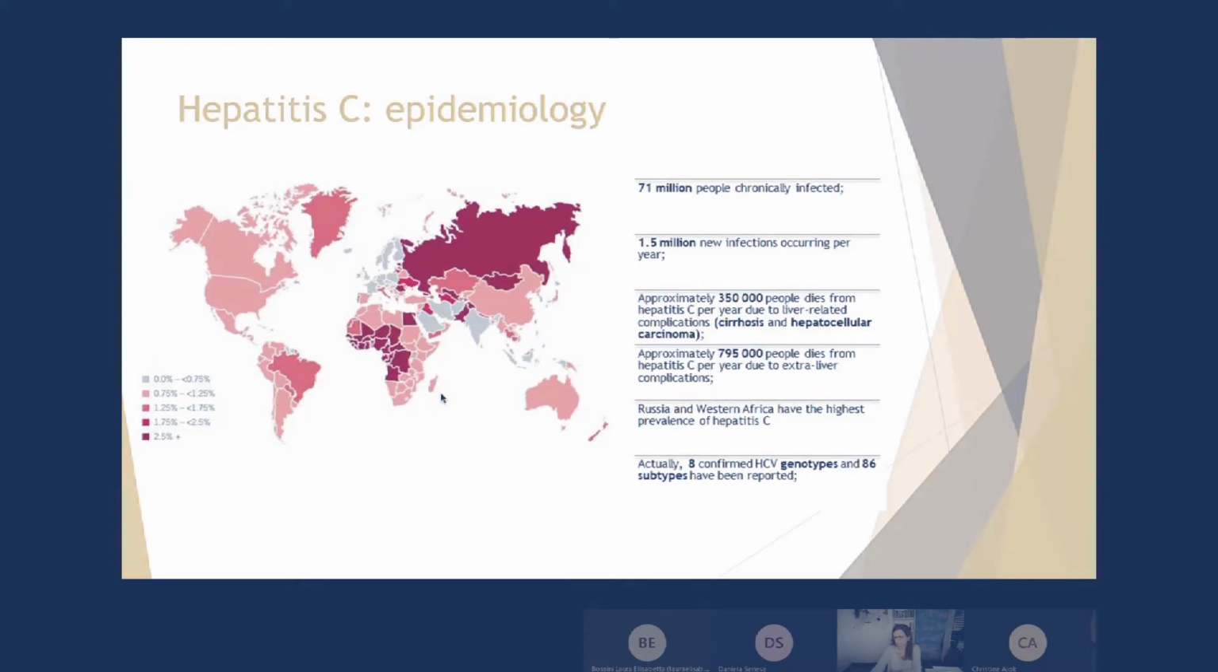Worldwide, Russia and Africa, Western Africa particularly, have the highest prevalence of hepatitis C positivity. To our knowledge, there are 8 genotypes of hepatitis C. This is important, as we will see, because the prognosis of some genotypes changes differently than others.